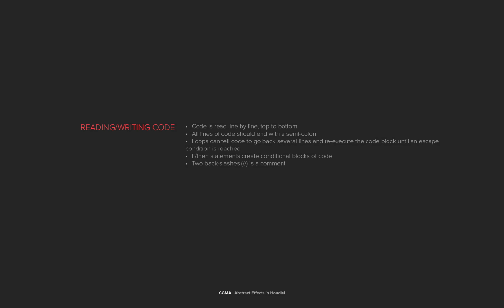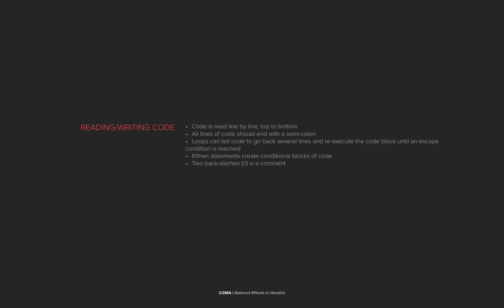There are really just a few rules in terms of the general reading and writing of code, and knowing these will help clear up a lot of issues that you may experience later on. The first is that code is read line by line, top to bottom. That's how the computer reads it, and when you're going through code and you're trying to understand it, that's how you should read it as well. So you go line by line, top to bottom. Now, every line, every complete statement is going to end with a semicolon in Vex, and that's how you know when the statement is actually ended and you're at a new line.